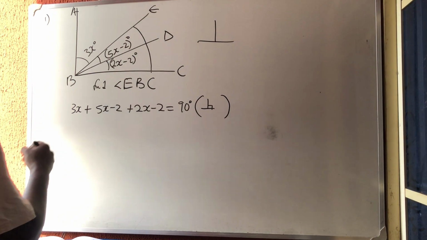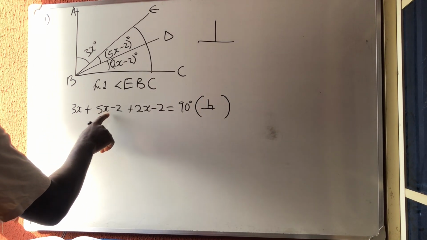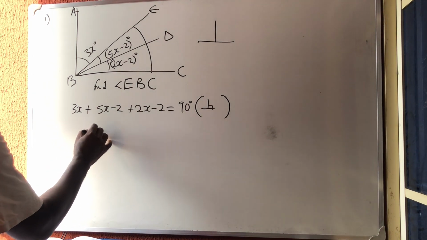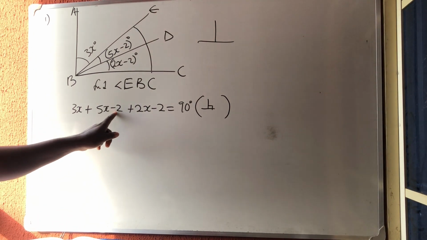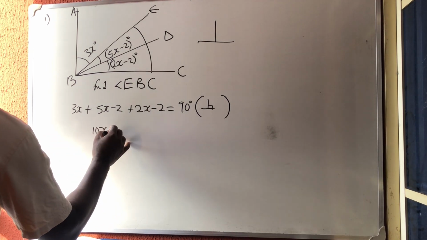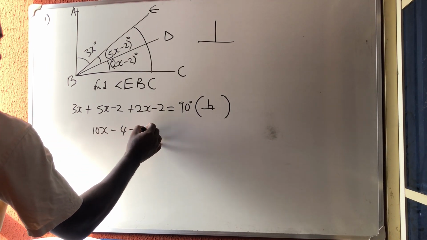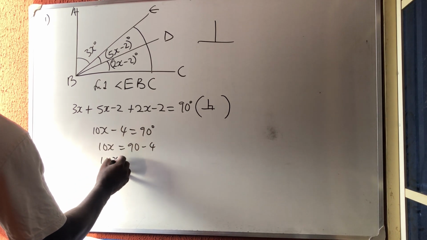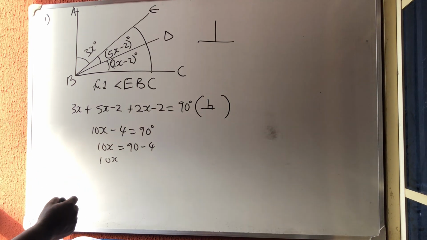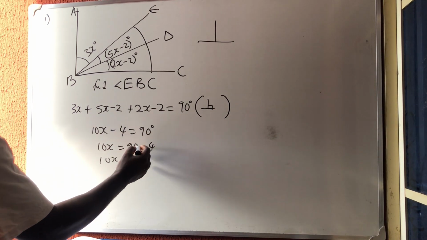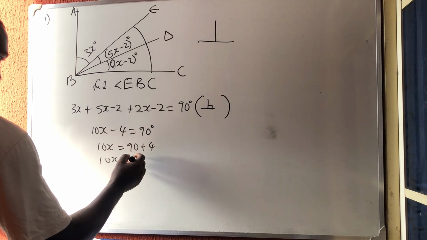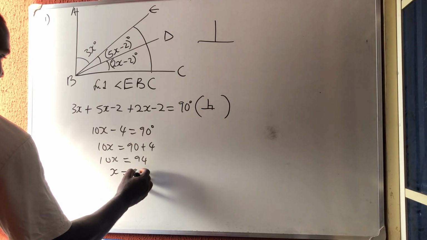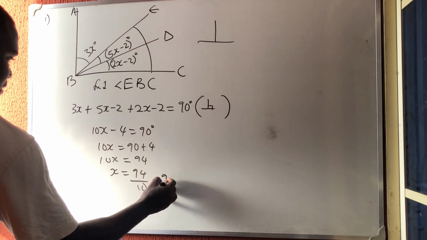I'm having 3x plus 5x is 8x, plus 2x, that is 10x. Okay, I'm having 10x, this is minus 2 minus 2, which is minus 4. So 10x minus 4 is equal to 90 degrees. So therefore 10x is equal to what? 90 plus 4 now, right? 10x will give you 94. So therefore x will be equal to what? 94 divided by 10, which is 9.4.